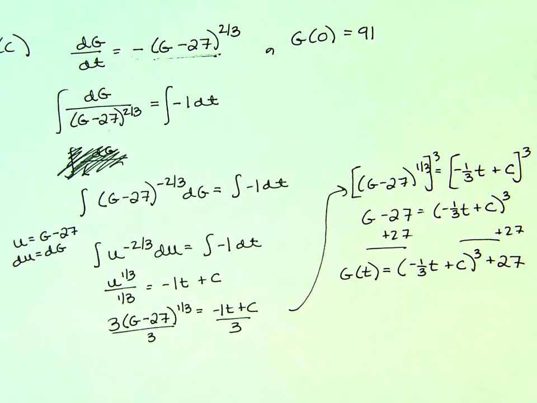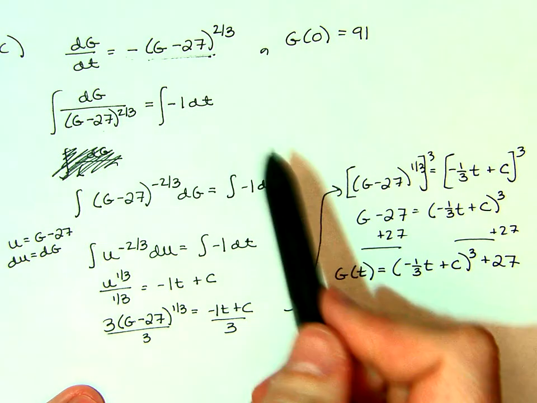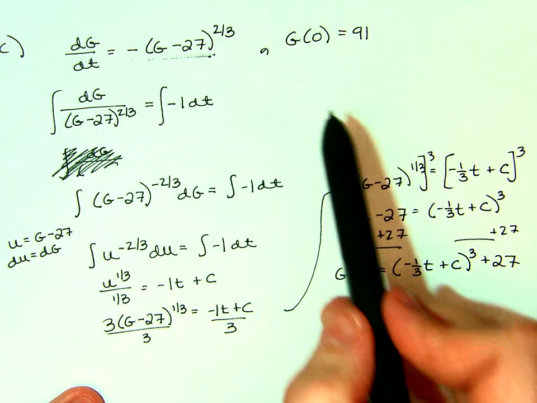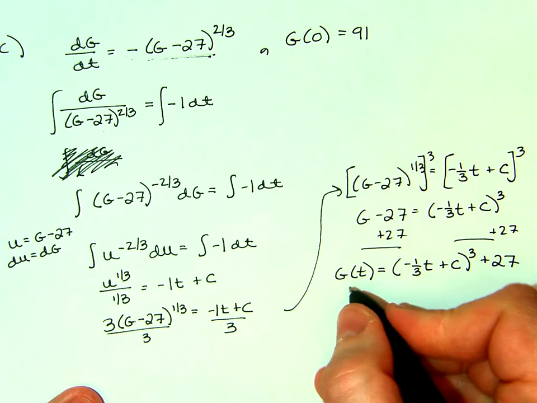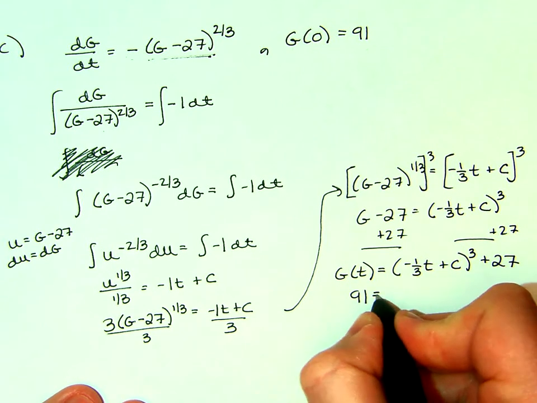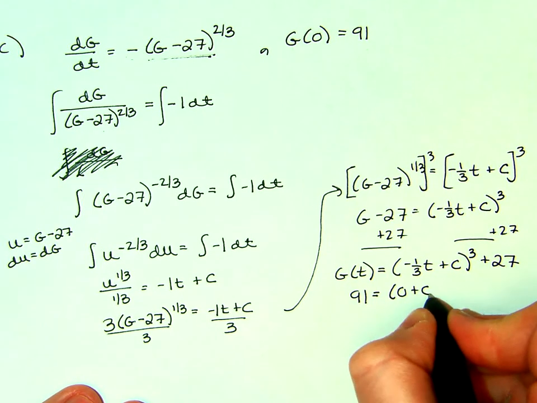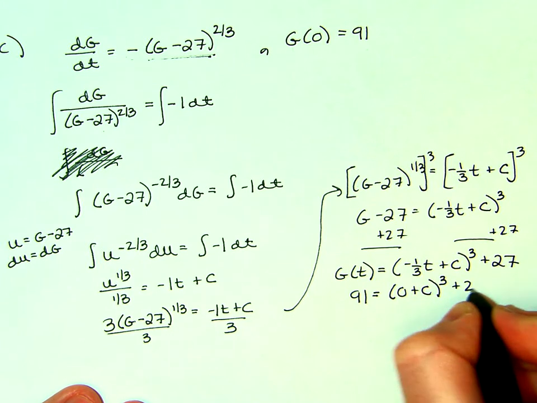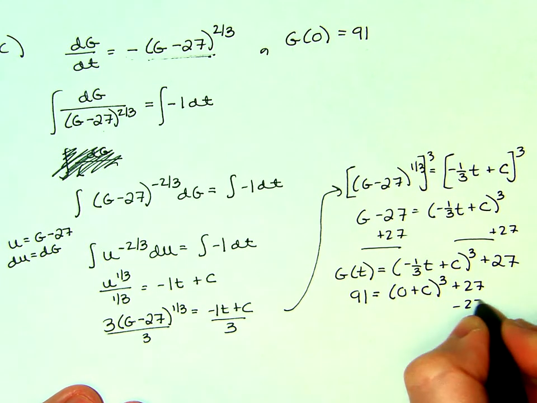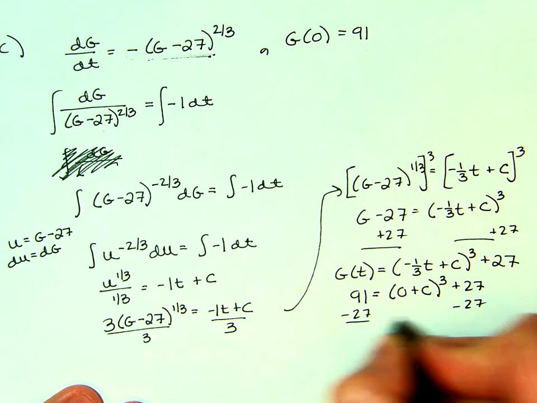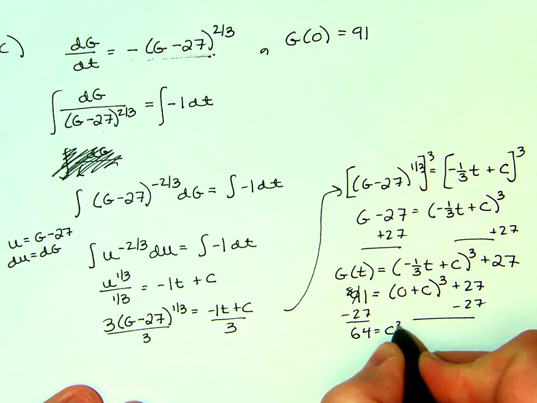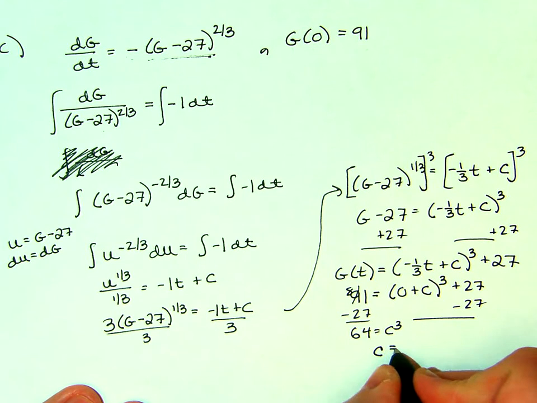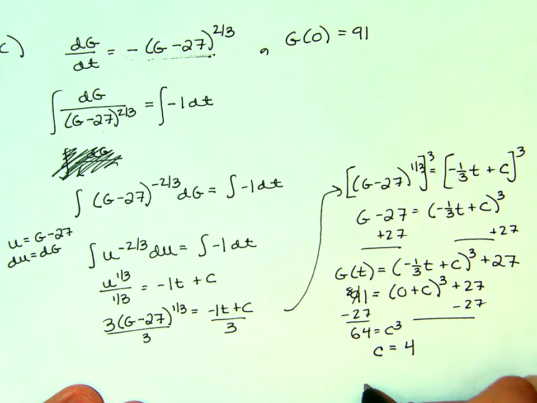I need to deal with my initial condition, though. I was told, just like in part A, that the initial temperature of the potato is 91 degrees. I'm going to plug in a 0 and set it equal to 91. So 91 equals 0 plus c cubed plus 27. I'll subtract 27 from both sides. 64 equals c cubed. Take the cube root of both sides. C is going to equal 4.